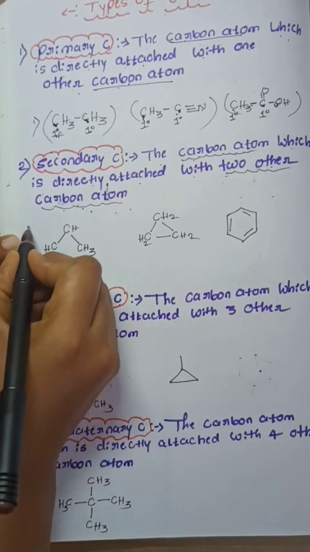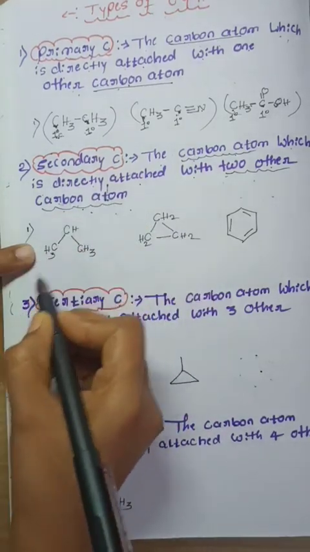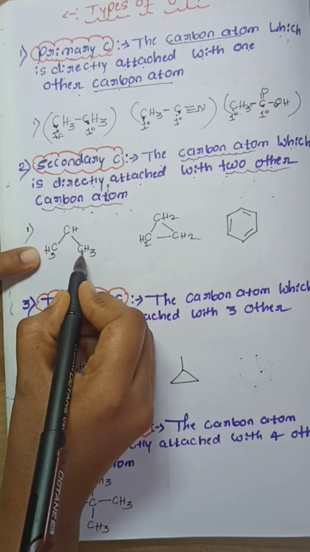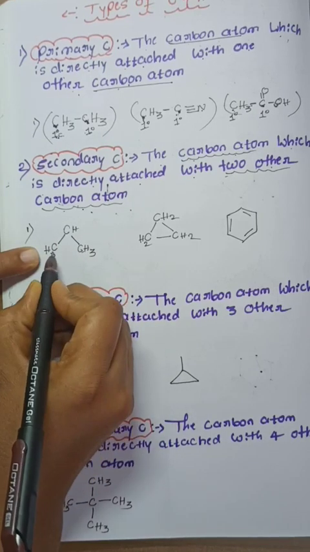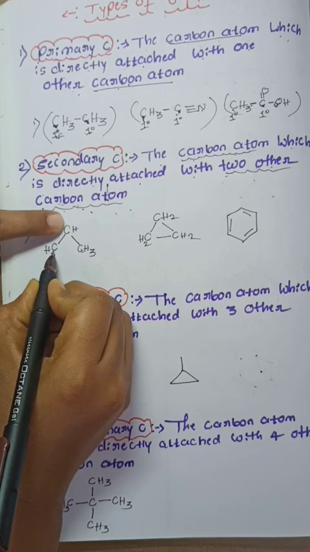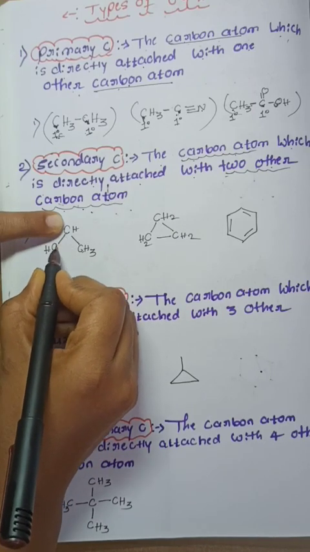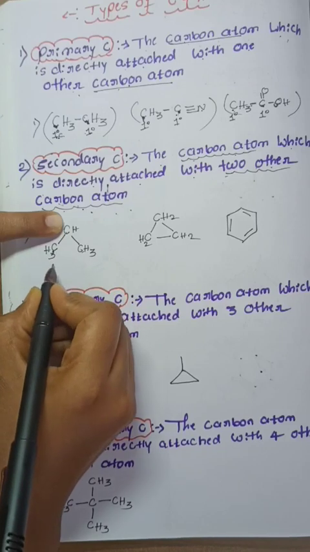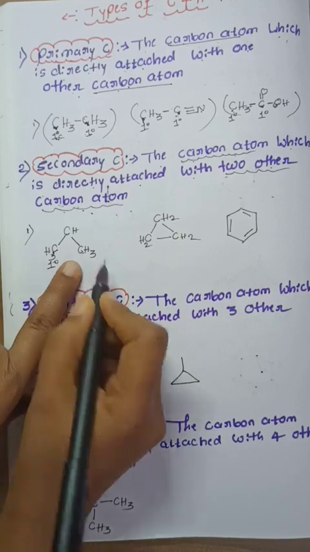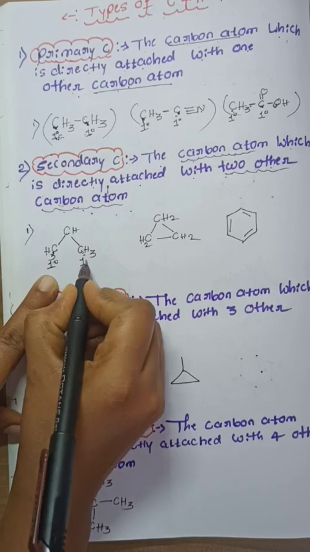See, in this example there are three carbon atoms. Now we will find what type of carbon each one is. First see this carbon. This carbon is directly attached with how many carbons? Only one carbon. It is directly making a bond with this carbon, so this carbon we call primary carbon. Next, this carbon is also directly attached with only one carbon, so this carbon we call primary carbon.